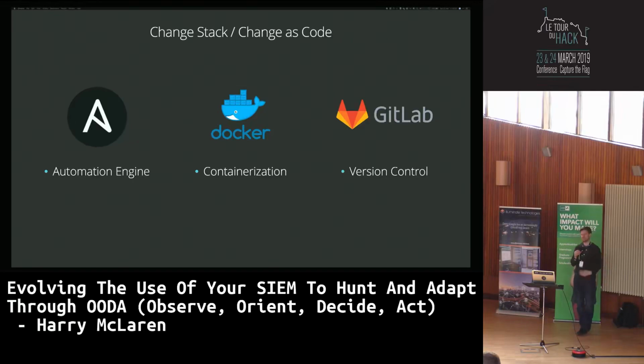So it's an automation and orchestration engine. Docker is a containerization tool. In this example, we didn't really use it correctly. We essentially used it as really lightweight and transferable VMs because we weren't actually building code. But anyway, we used it to great effect. And we used GitLab for version control.